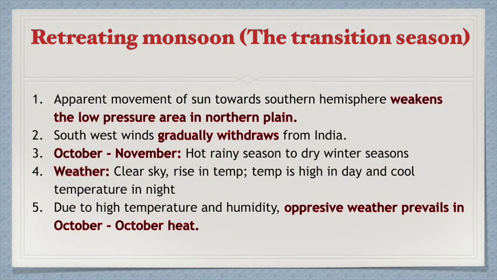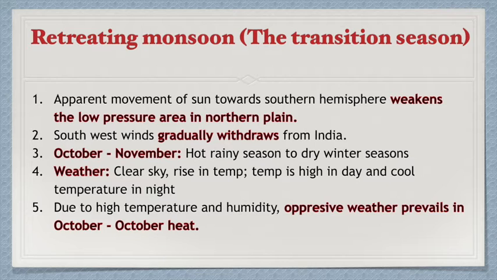Next, retreating monsoon or transition season. The apparent movement of the sun towards the southern hemisphere weakens the monsoon in our country. So high pressure develops in northern India, and wind starts moving from north to south. So the wind gradually becomes northeasterly wind. October and November experience a hot rainy season and dry winter season.